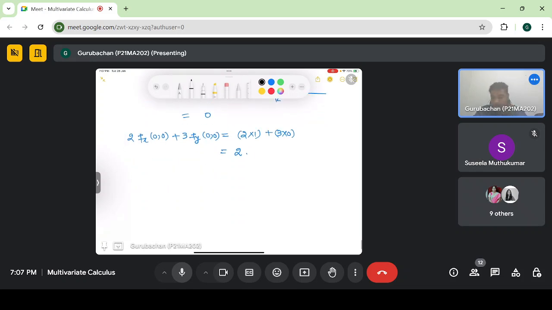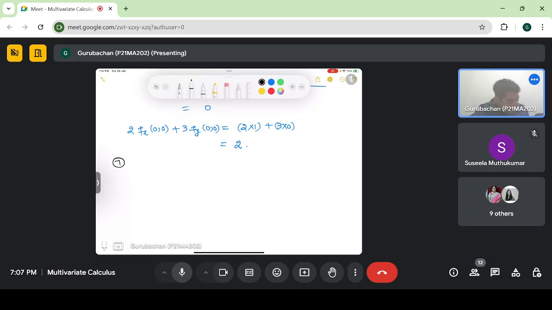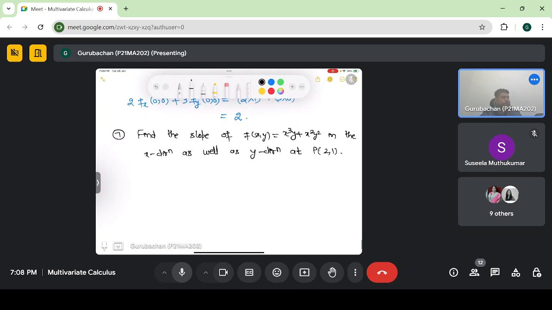Yes. Okay. The question number 7. Find the slope of f(x,y) equal to x cube y plus x square y square in the x direction as well as y direction at point (2,1). We have to find out the slope of the function f(x,y) in the x direction as well as in the y direction at the point (2,1).